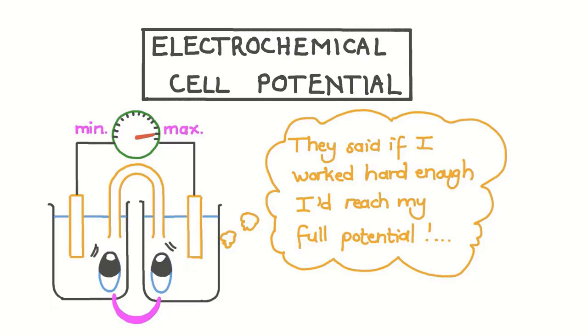In this video, we will learn how to calculate the standard cell potential of a galvanic cell, using values from the electrochemical series. Let's start by briefly recapping galvanic cells and their cell notation. We will use a zinc-copper cell as an example.